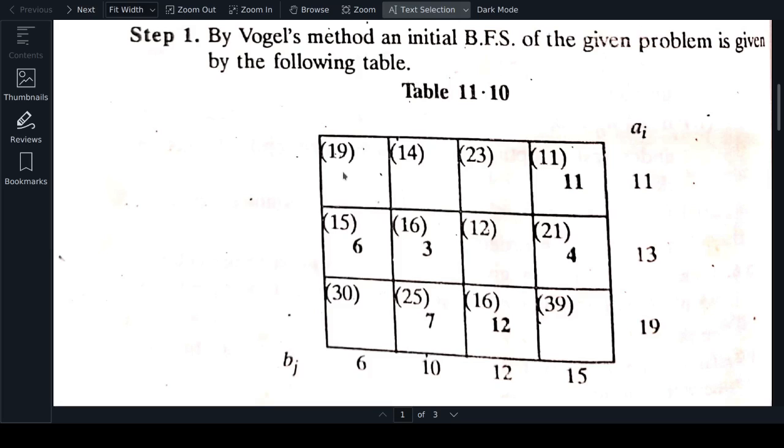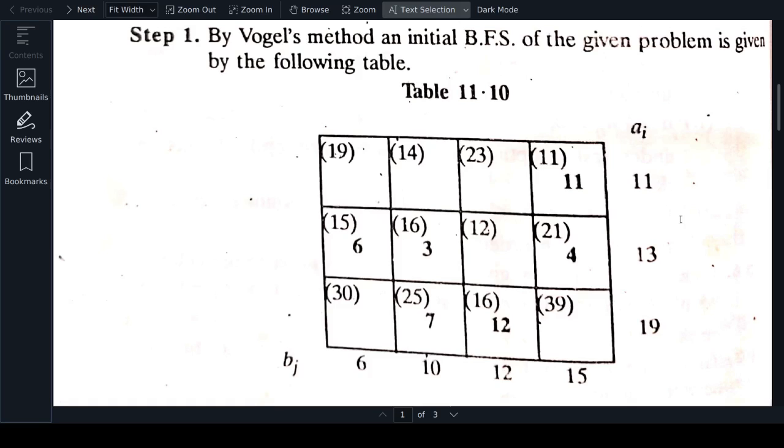m plus n minus 1. Here m means the number of rows, n means the number of columns. What is the value in this table? How many rows? Three rows and four columns. Yes, 3 plus 4 is 7, minus 1, yes, 6.